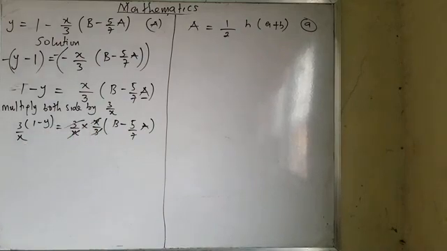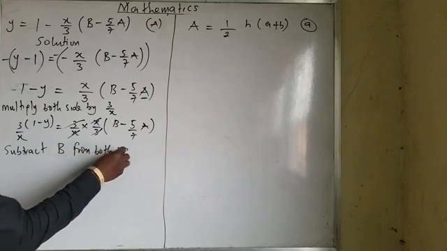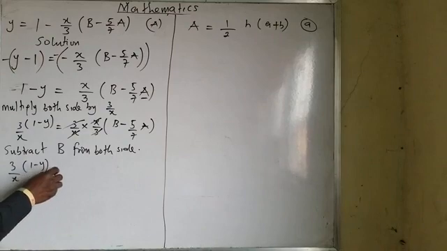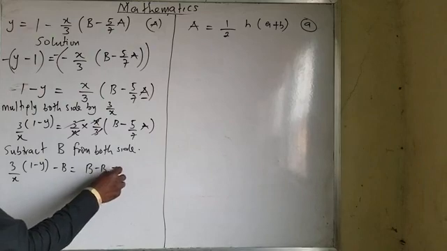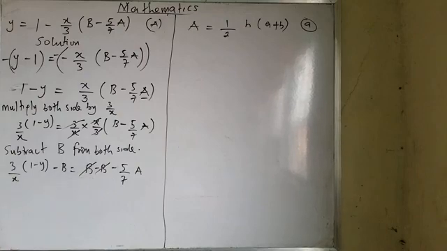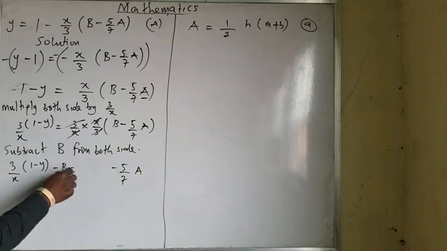Now, since I have that, I can also subtract b from both sides. If I do that, I can say that 3 all over x bracket of 1 minus y minus b equals b minus b minus 5 all over a. This will cancel. That's what I'm trying to say. You can see how it becomes that.